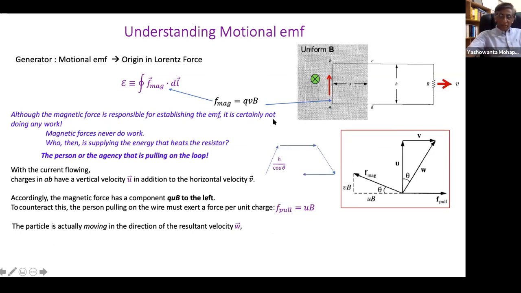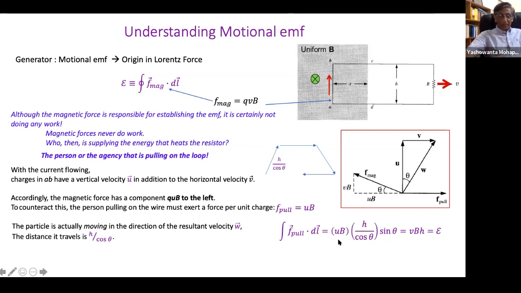So instead of h, it actually travels h by cos theta. Okay, so the distance it travels is h by cos theta. And hence I can work out the F pull dot dl. That is, of course, u B is the component, and the distance traveled is h cos theta, and F pull dot dl, because this is theta, that gives you a sine theta, and that is nothing but vBh. Okay, and that is the electric field.